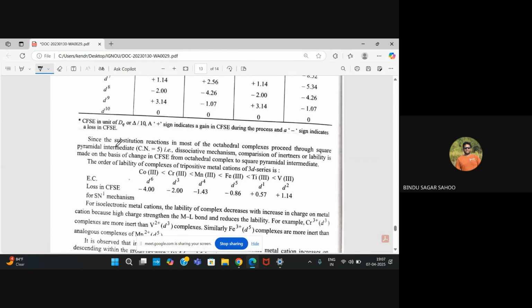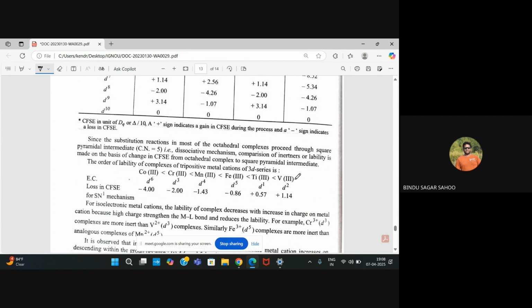Most octahedral complexes proceed through a square pyramidal intermediate, or dissociative mechanism. So you need to remember these two tables. Here there is a comparison of tri-positive metal cations of the 3D series. Okay, and you can check here vanadium 3 plus, titanium 3 plus, iron 3 plus.